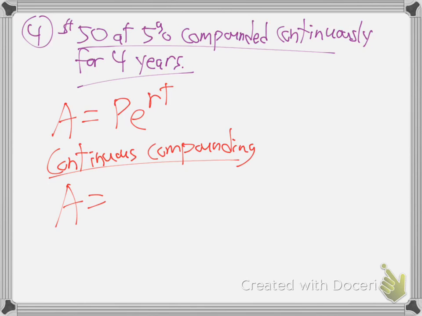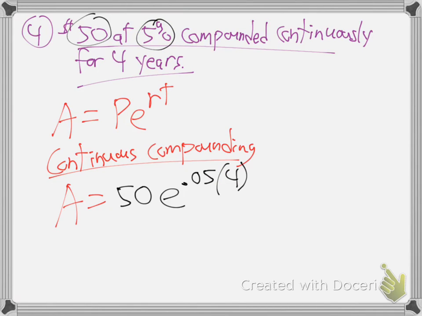So the principal, what's the principal? $50. The 50. So everything's the same. The E is just the special number E. R, what's my R? 0.05. Yeah, 0.05. And what's my T? 4. 4 years. So hit the buttons on your calculator. The E is above the natural log, right?